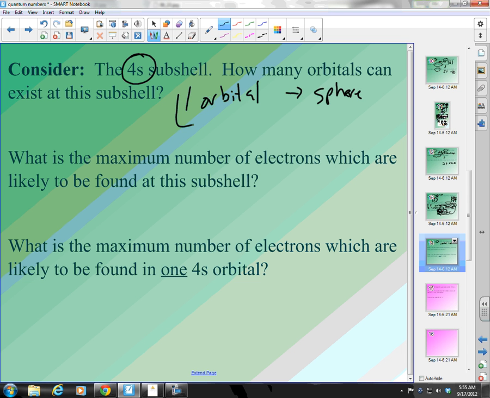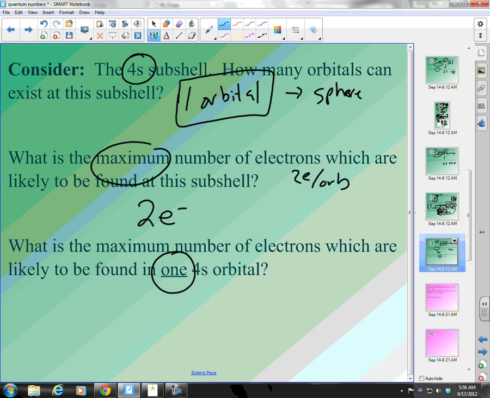What is the maximum number of electrons which are likely to be found in this subshell? Well, I have one orbital. And how many electrons max per orbital? 2 electrons per orbital. So what's the maximum number of electrons here? 2 electrons. What is the maximum number of electrons which are likely to be found in one 4s? Well, there's only one 4s, so my answer is 2. Hey, that was easy. All right.